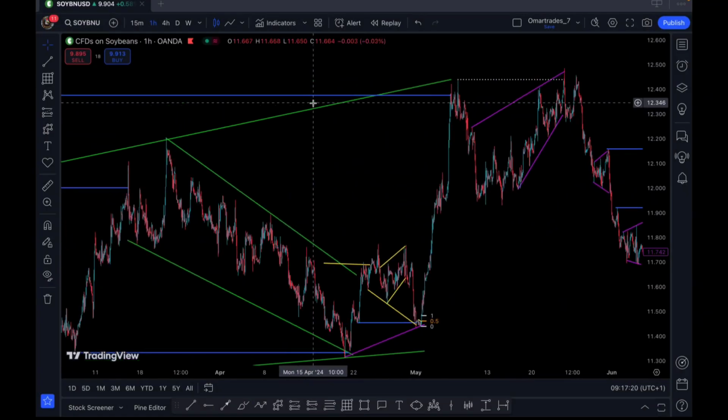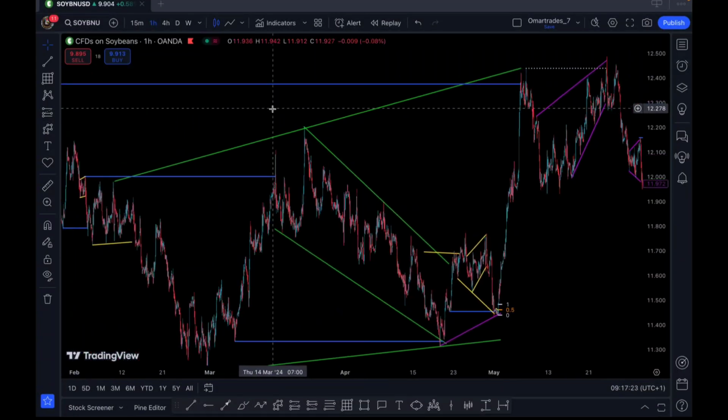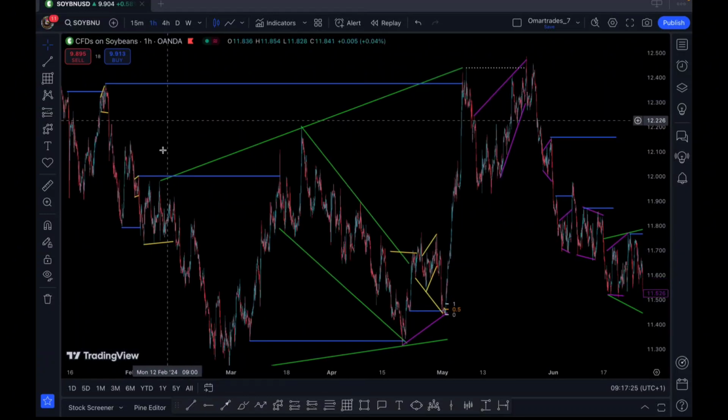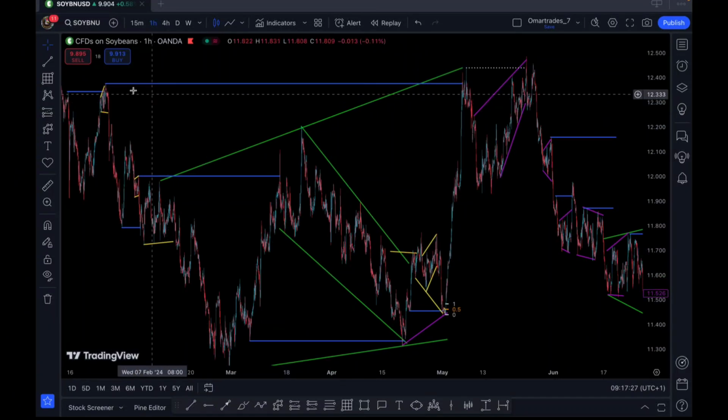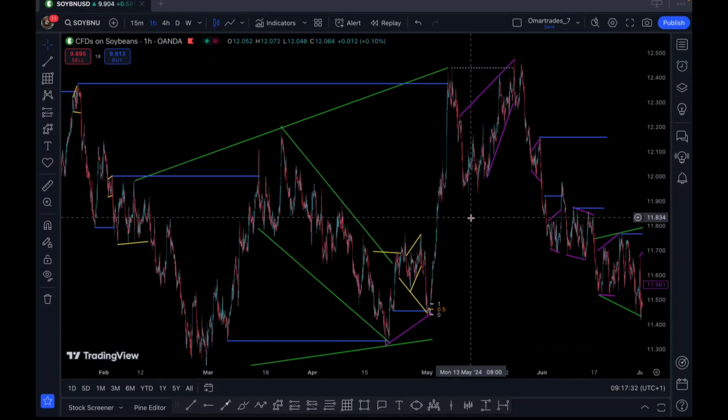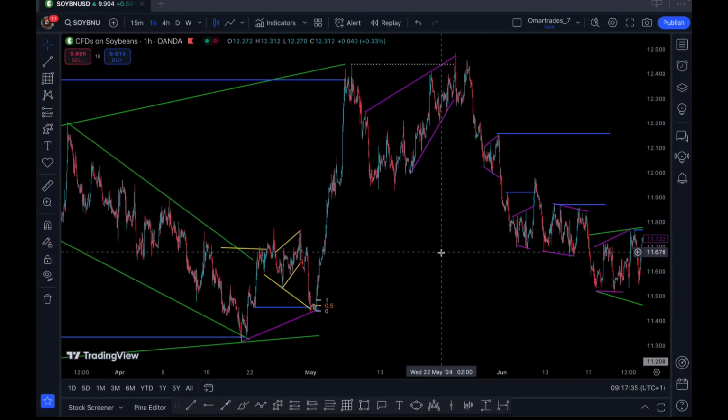Now price gives us something like 1, 2, 3 into this hook point. Now look at the momentum that was coming from that area. So definitely you want to be looking at this position.